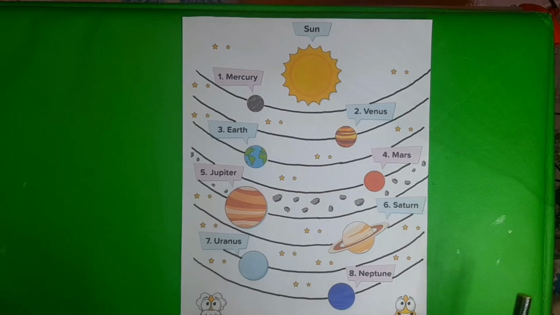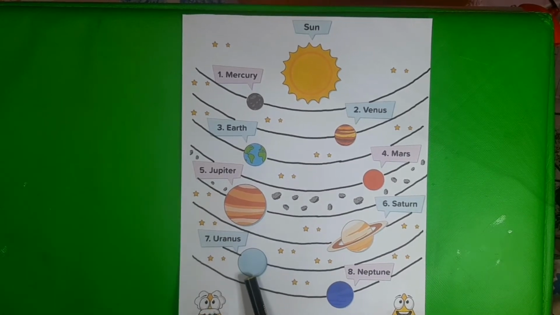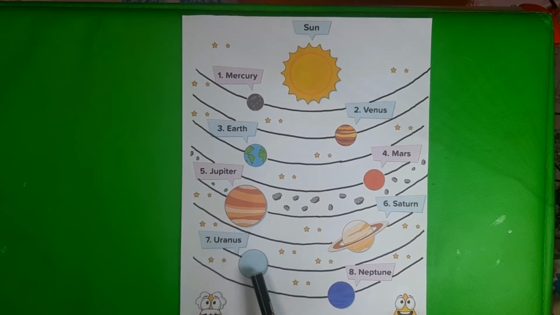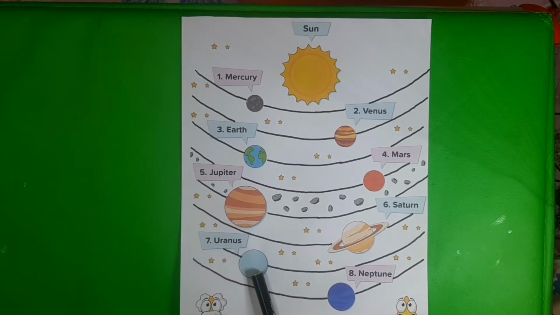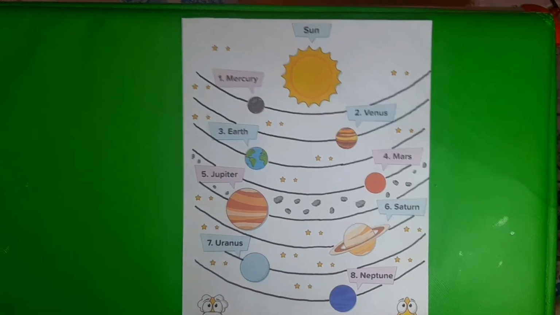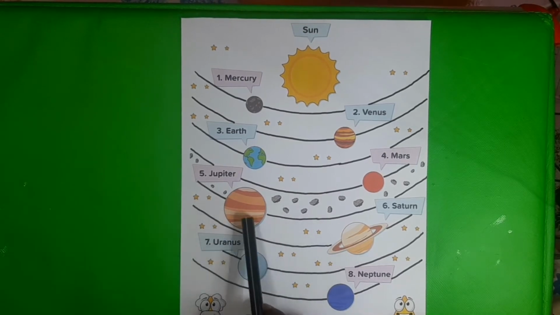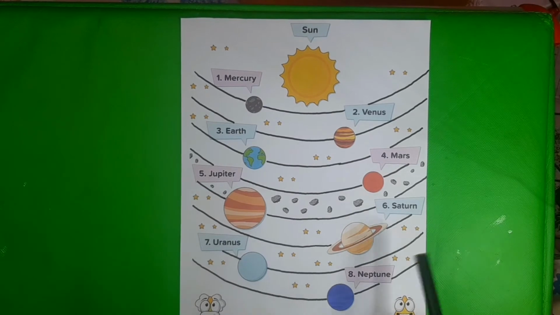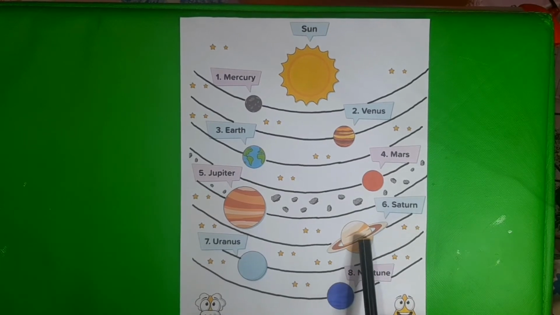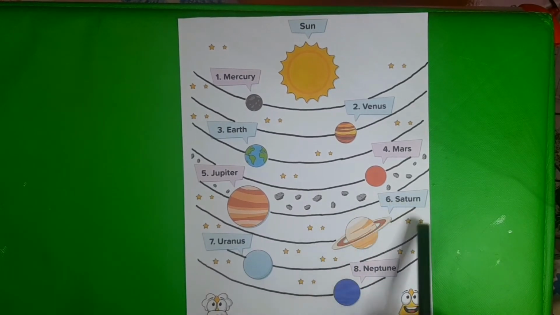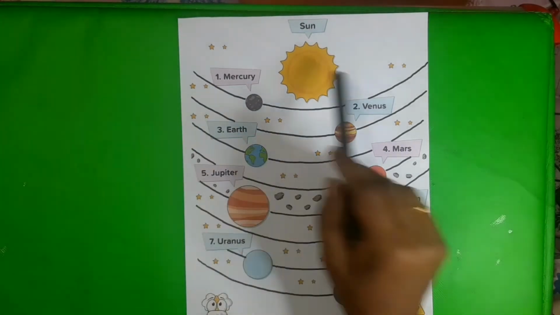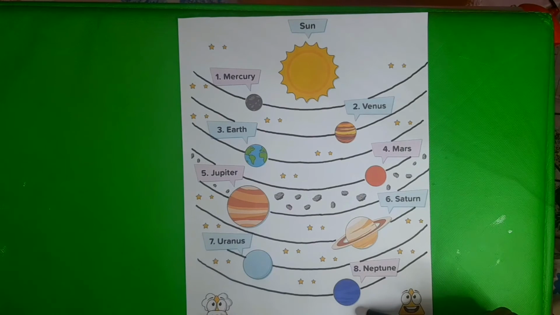Do you know which planet is called the ice giant planet? That is Uranus. Uranus is called the ice giant planet. We have seen Jupiter is the largest planet. Now let's see the second largest planet, that is Saturn. It has a beautiful ring around it. Now we have seen all the 8 planets in the solar system.